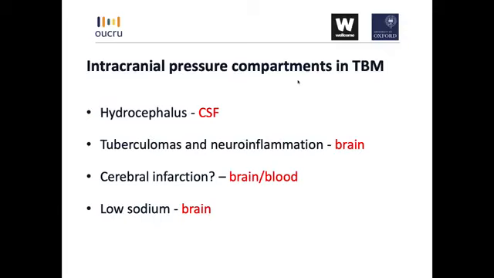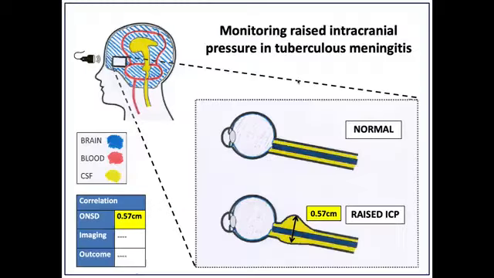But then if you have disease within the brain, tuberculomas, neuroinflammation, it's a different compartment. It's going to press on the CSF and also the blood vessels. Sometimes you have a bit of both, as we saw in the case I presented. And then we often see low sodium in the blood, and that has an effect that we think contributes to brain edema. We don't know what to do about it. So we're working out how can we actually detect these patients and treat and manage them before it's too late.